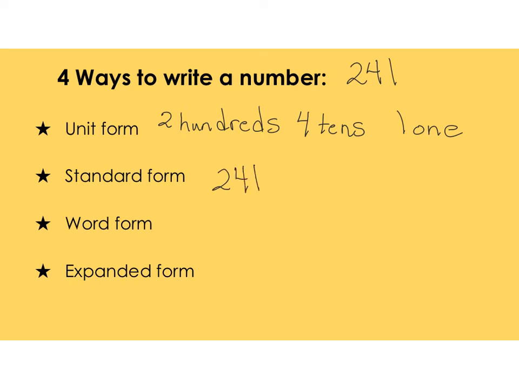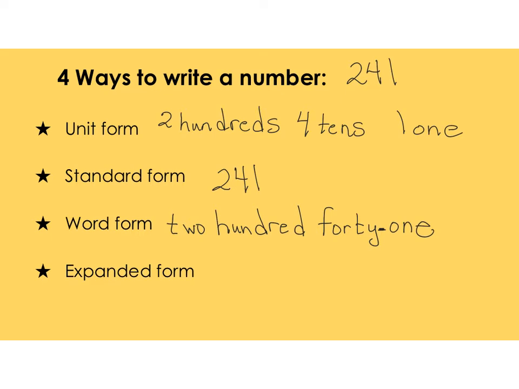Now, word form is where it gets a little long. So word form would be writing out the actual words of how you would say this number, which would be writing the words that say 241. Let's take a look at that. So here you can see I wrote out the actual words because that would be the word form, 241.